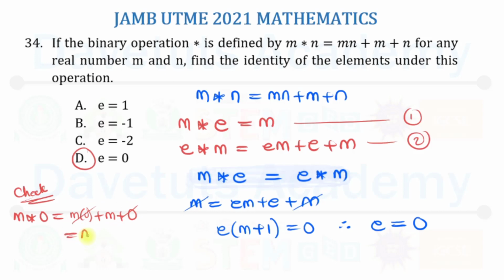So this is m. In the other case, if we want to say 0 asterisk m, that will be 0 multiplied by m plus 0 plus m. What is this going to give us? This is 0, this is 0, so it also gives us m. So you can see that the identity element E is actually consistent with the solution here; that identity element is nothing but 0.